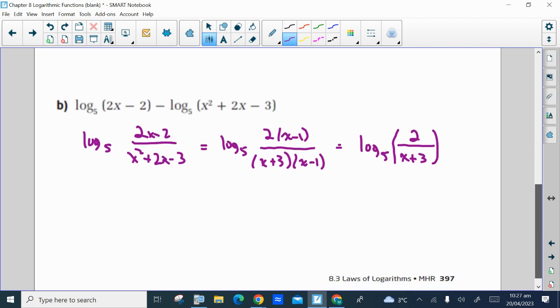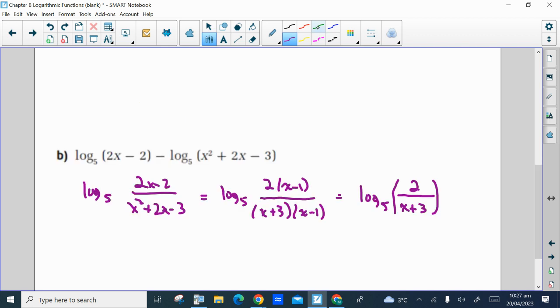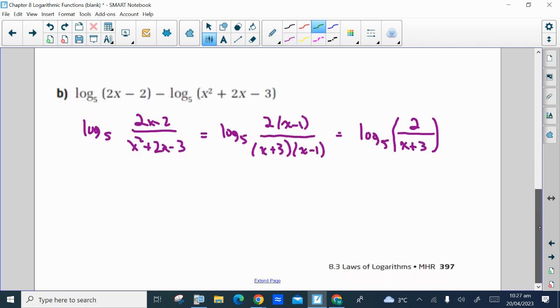Now, for the restrictions, look at the arguments, and we need to look at the factored form of the arguments. That's what's really going to help us get our restrictions here. So we have factors here of x minus 1. So for that specific factor, x would have to be greater than 1.